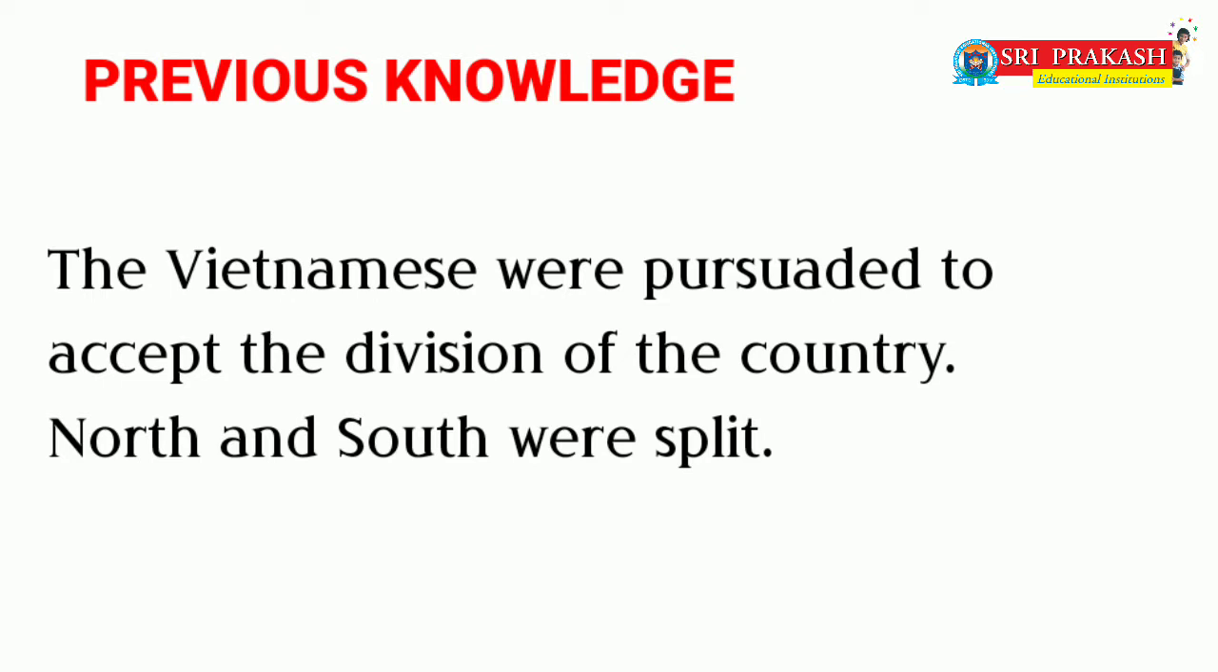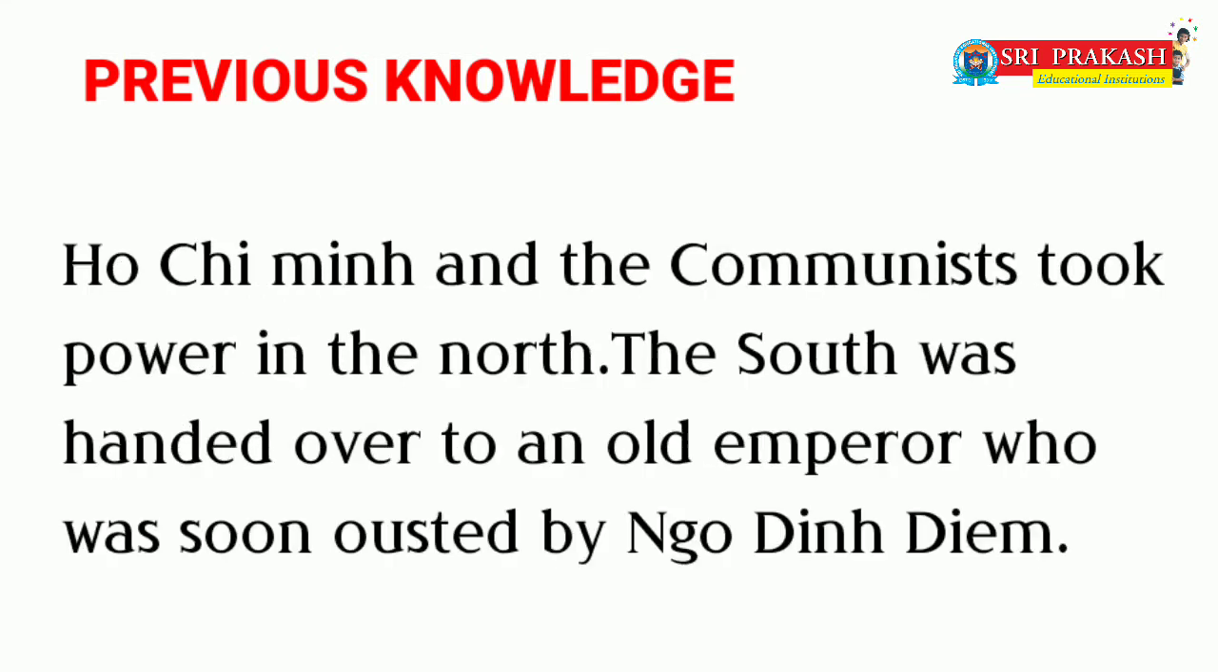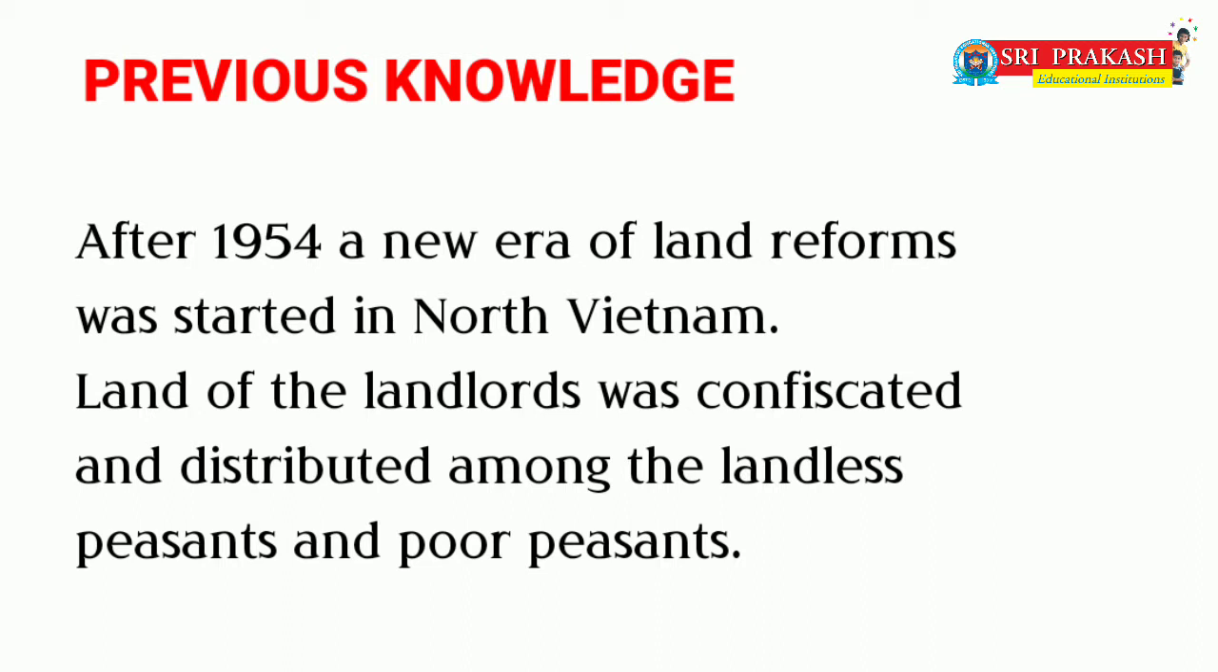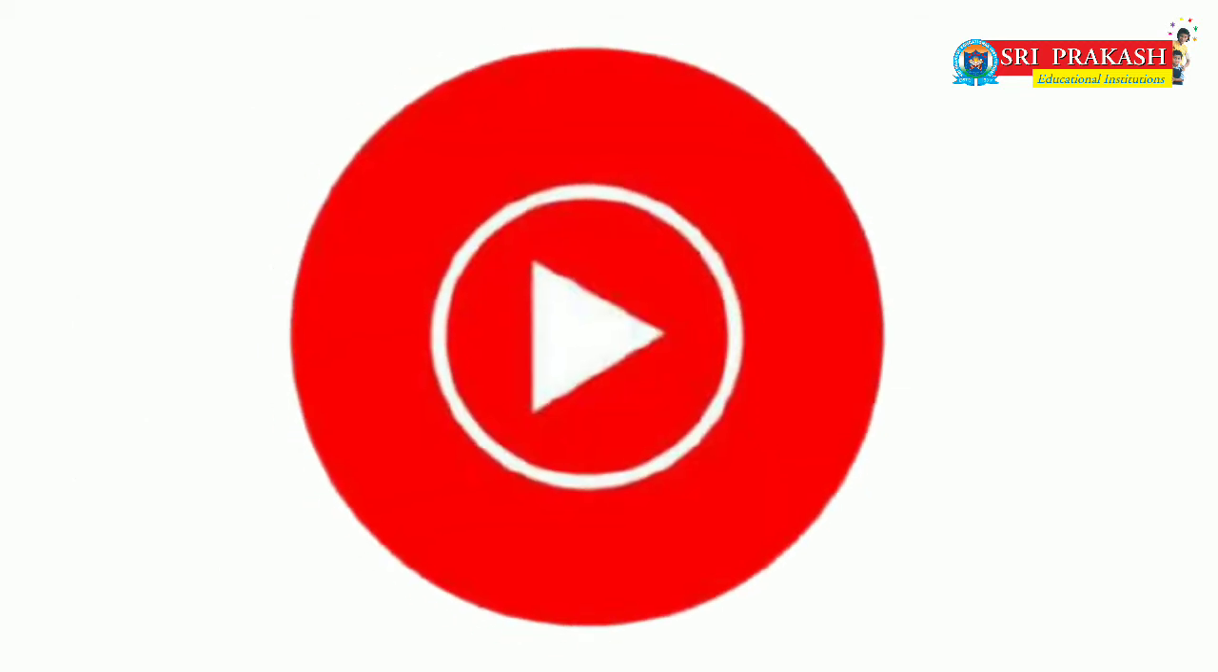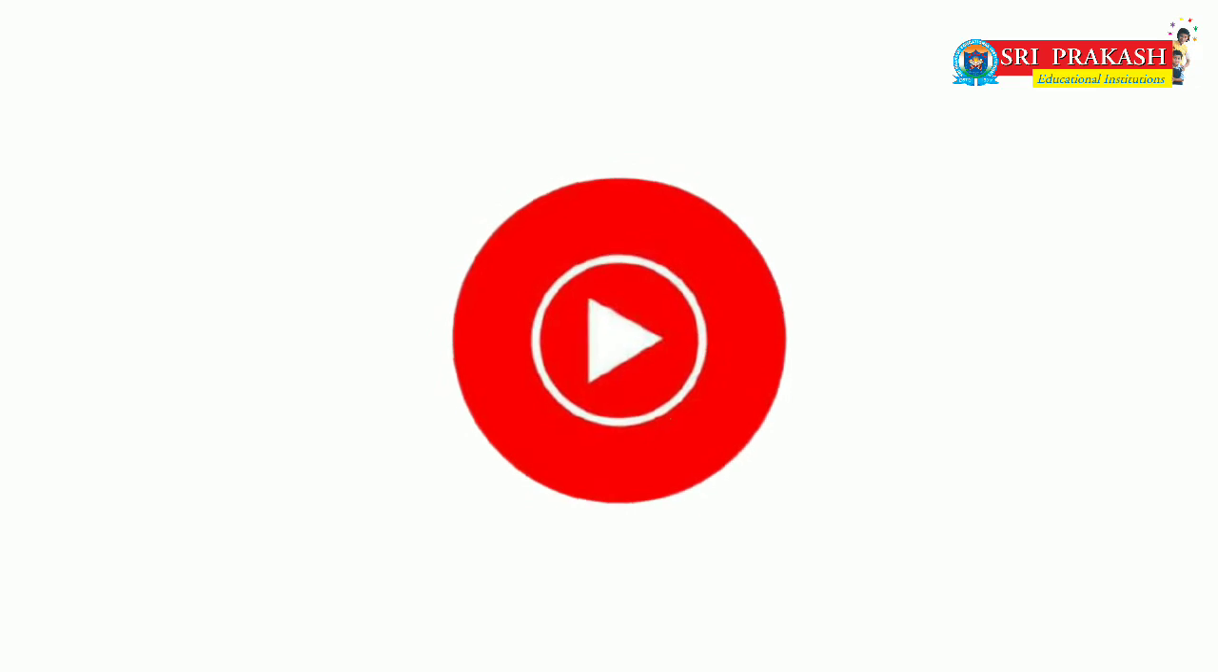The Vietnamese were persuaded to accept the division of the country. North and South were split. Ho Chi Minh and the communists took power in the North. The South was handed over to an old emperor who was soon ousted by Ngo Dinh Diem. However, after 1954, a new era of land reforms was started in North Vietnam. Land of the landlords was confiscated and distributed among the landless peasants and poor peasants. Now, let us watch a video for better understanding.